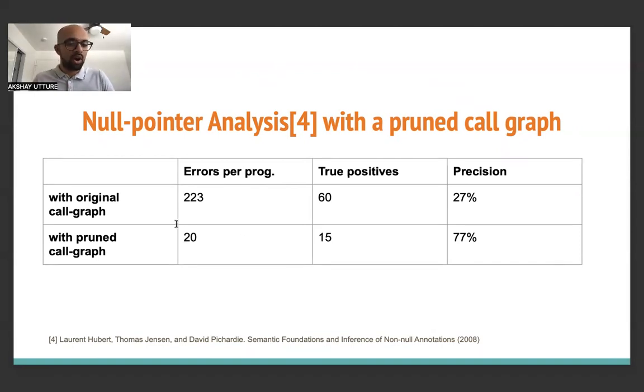Whereas with the pruned call graph, we get just 20 errors per program, out of which 15 are true positives. But we have a really high precision. That means that most of the errors that the programmer is going to see are all true positives.